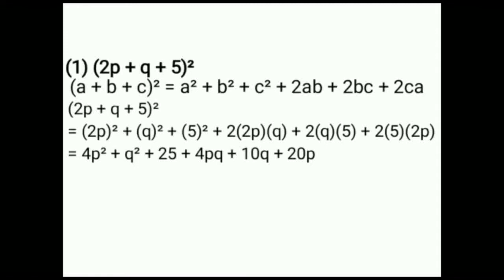Then the square of the variable remains the same. q square will remain q square. Then the square of 5p is 25p square. Then after multiplying the squares, you have to multiply 2ab plus 2bc plus 2ca.